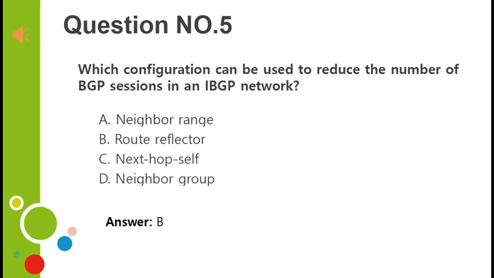Which configuration can be used to reduce the number of BGP sessions in an IBGP network? A. Neighbor range. B. Route reflector. C. Next hop self. D. Neighbor group. Answer: B.